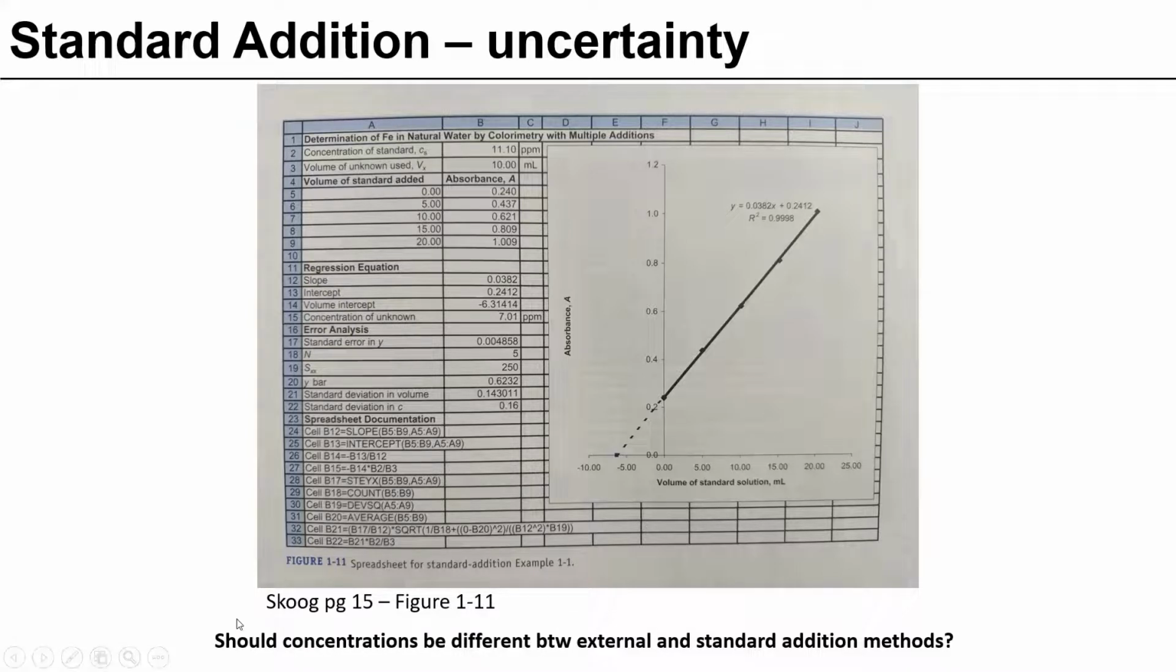Now, if you do this and you get concentrations that are very different between your external calibration curve calculations and your standard addition calculations, is that normal? Do you think they should be very different? The answer is no. They shouldn't be different if you've accounted for that dilution. They should be pretty similar. If they're not similar, that means there's some difference between the way that you prepared the standard addition and the way that you prepared your external calibration curves.